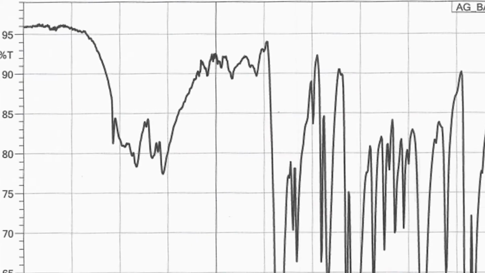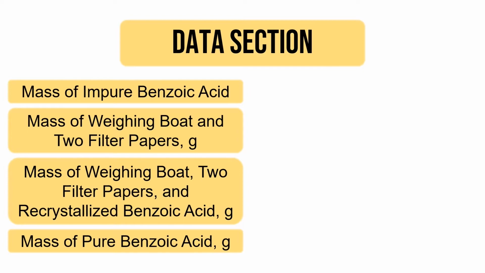Let's look at the experiment. But first, here's what our data section will look like. You'll notice we'll measure the initial mass of the impure sample. Then, toward the end of the experiment, we'll measure the mass of a weighing boat and 2 filter papers. This is because the final step is to filter the benzoic acid crystals, then reweigh the weighing boat and 2 filter papers with the crystals. By subtracting the mass of the weighing boat and the filter papers, we can obtain the mass of the pure benzoic acid crystals.